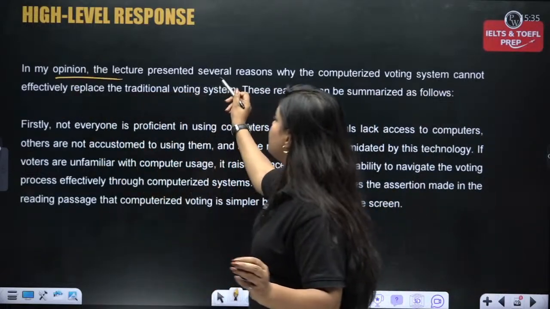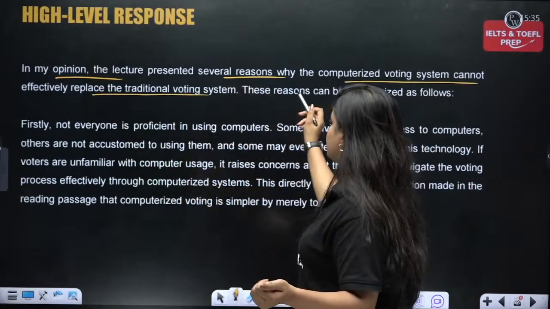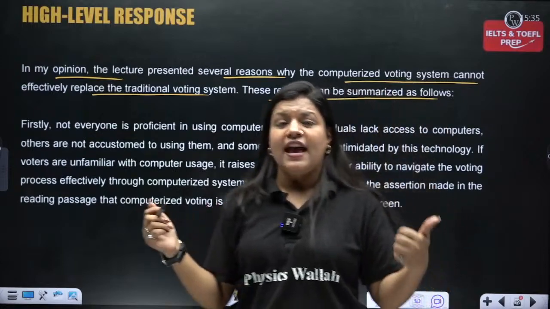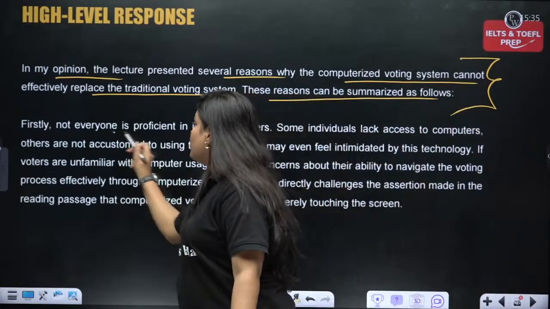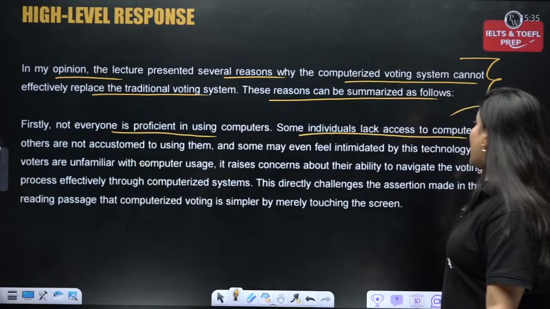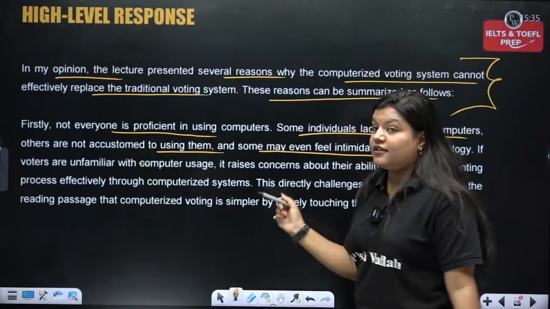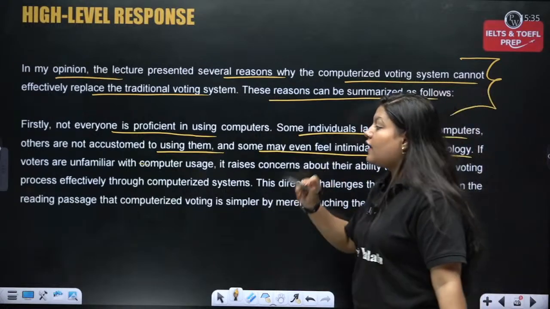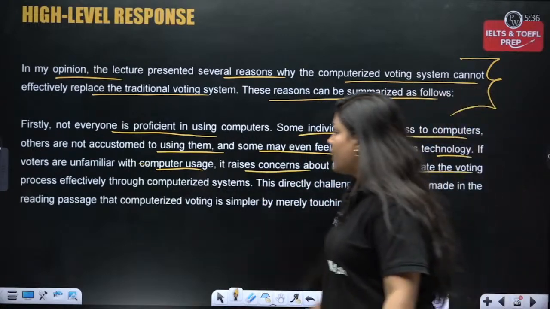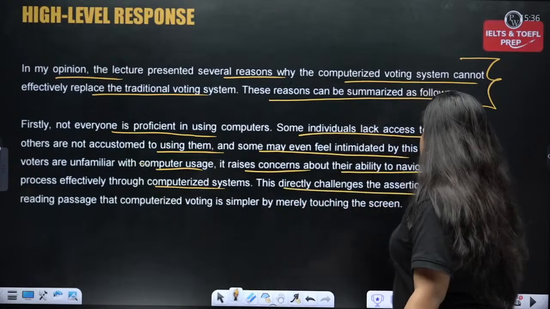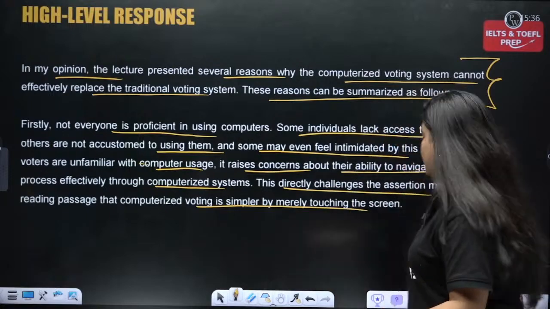In my opinion, the lecture presented several reasons why the computerized voting system cannot effectively replace the traditional voting system. These reasons can be summarized as follows. Now, this is a clear introduction to what are the things that are being presented. Firstly, not everyone is proficient in using computers. So, individuals lack access to computers other than not accustomed to using them. And some may even feel intimidated by this technology if voters are unfamiliar with the computer usage. It raises concern about their ability to navigate the voting process effectively through computerized system. This directly challenges the assertion made in the reading passage that computerized voting is simpler by merely touching the screen.